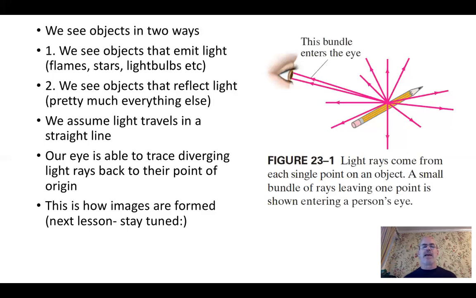Okay. And the fact that, again, light rays are reflected allows us to form images. So if we look in a mirror, we see an image of ourselves. If we look through a lens, we see images of objects. And so reflection of rays is how images are formed, at least in mirrors. Okay, so we're going to talk more about that next lesson.